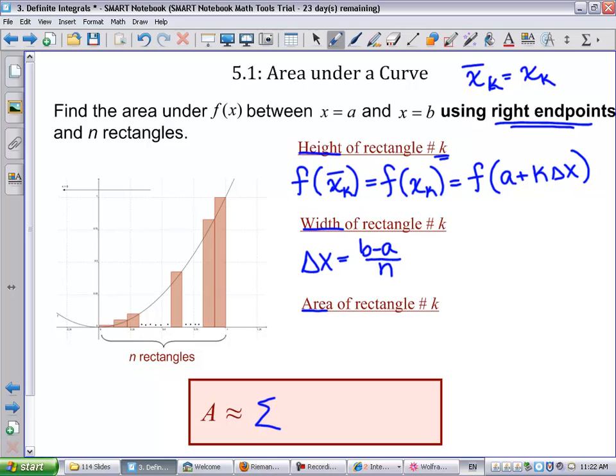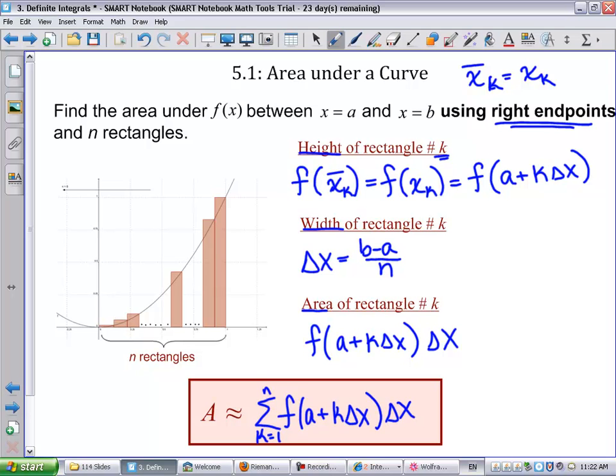So the area is going to be the height, f of a plus k delta x, times the width, delta x. And if we add up all the rectangles, starting at rectangle 1, ending at rectangle n, all these areas, then we get an approximation for the area under the curve. And this symbol here means approximately equal to.